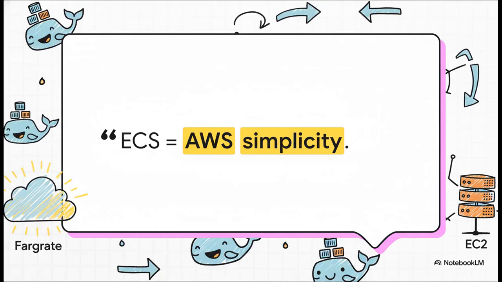Yeah, to put it simply, ECS equals AWS simplicity. If you want the most straightforward AWS native way to run your containers with the least amount of operational headache, ECS is your answer. It's built for speed and ease of use inside the AWS cloud.